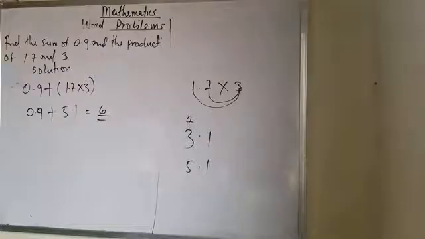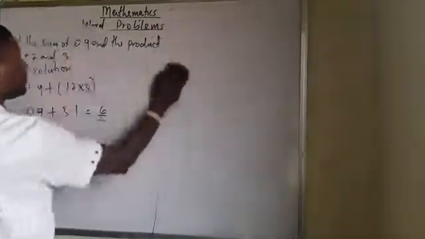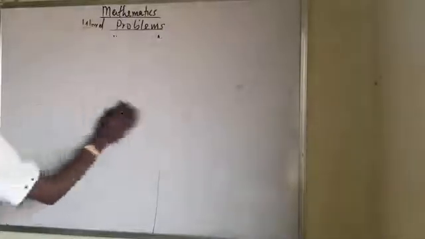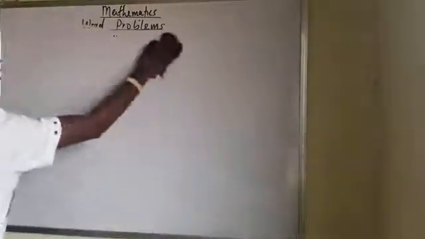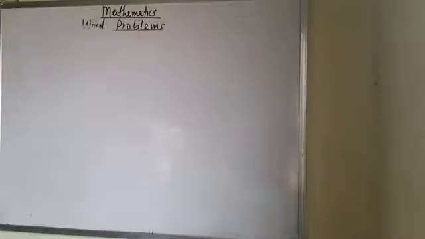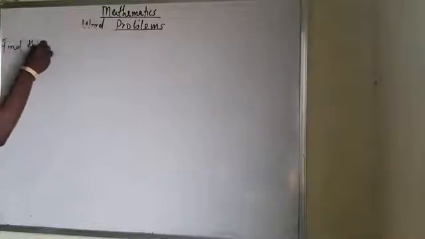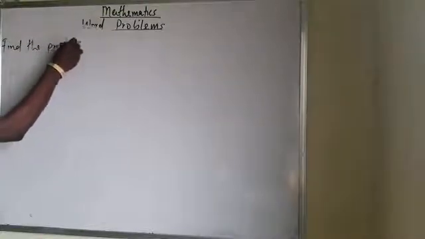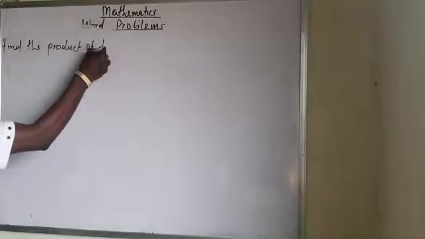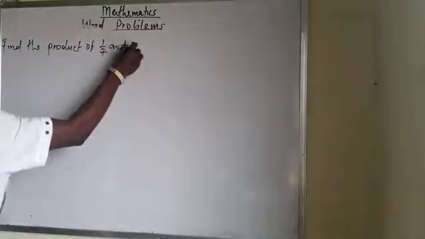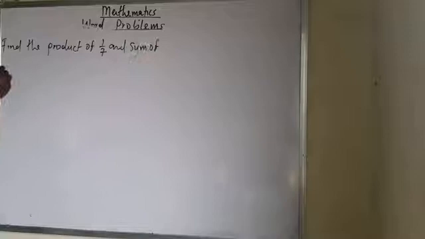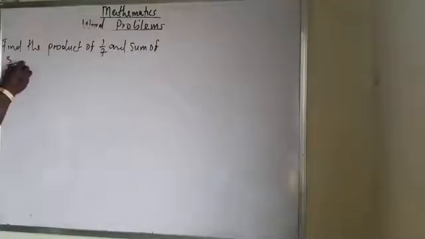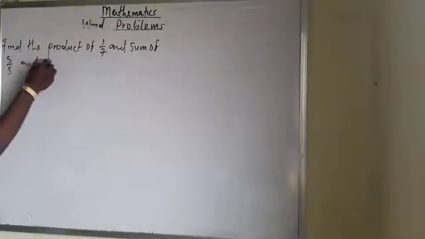Very, very important. Now, before we move on, let me write the last question that I'll be playing with on this part before we move on to the next video. Find the product of 1 over 7 and the sum of 3 over 5 and 1 over 2.